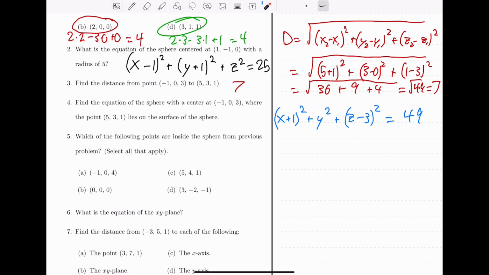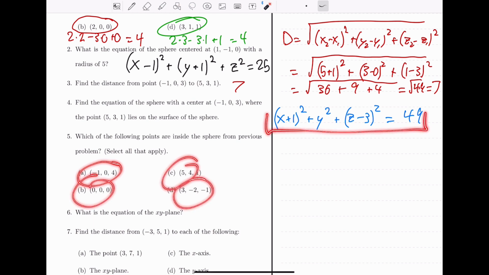Example 5 is related to the problem that we just solved. We want to know which of these points are in the interior of the sphere whose equation we just found. How do we answer this question? How do we figure out if these points are actually inside this 3-dimensional sphere?